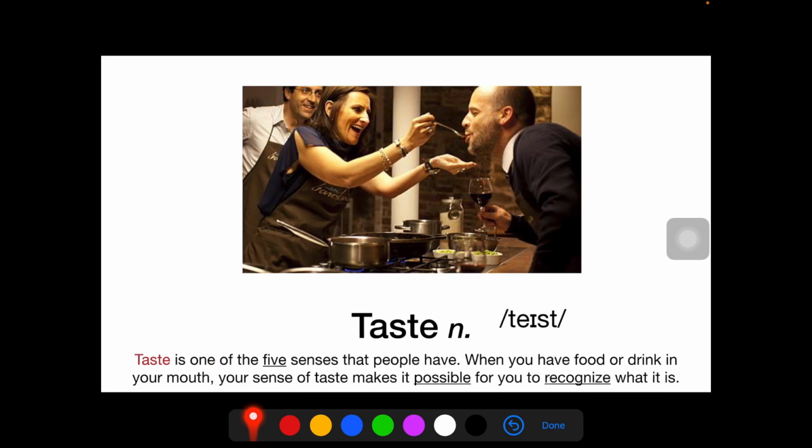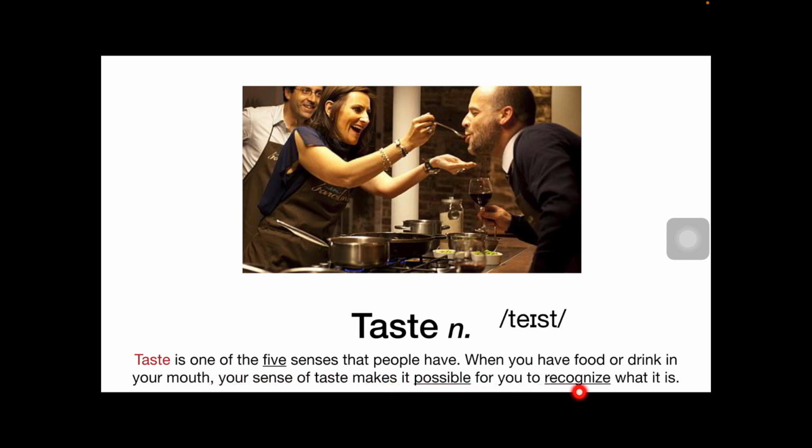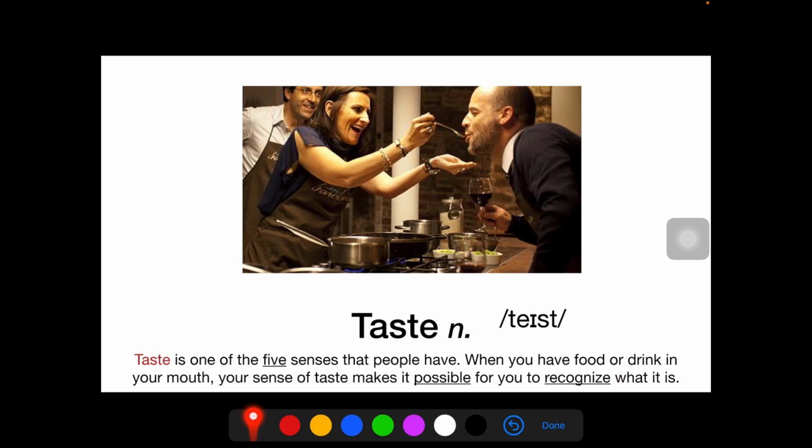Next one, taste as a noun. Also, we use this word in the cooking way, all about food, because taste as a noun is one of the 5 senses that people have. When you have food or drink in your mouth, your sense of taste makes it possible for you to recognize what it is. That might be sour, maybe salty, delicious, stuff like that.